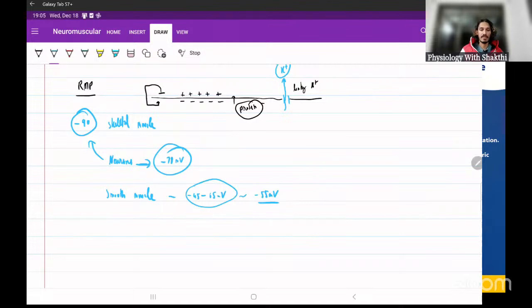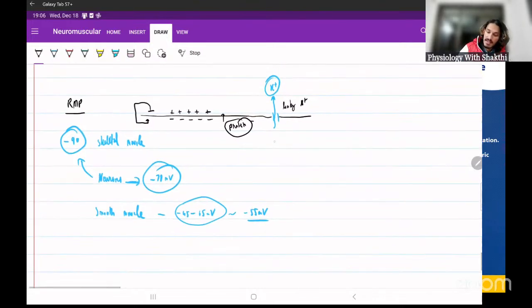If a question on RMP is coming, you have to mention the Donnan effect. You have to mention the inequitable distribution of ions. You have to mention how the generation of RMP is done by a leaky potassium channel, which results in the RMP being negative, and give the values: minus 90 millivolt in skeletal muscle, small neurons minus 70, large neurons minus 90, smooth muscles minus 55, but on average the range can be minus 45 to minus 65.